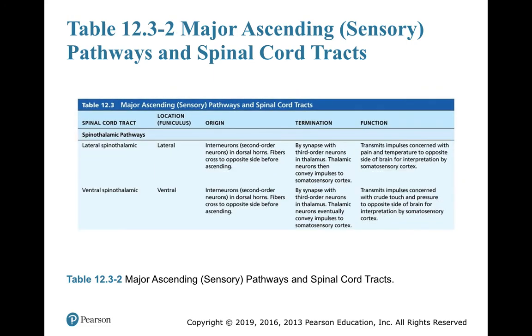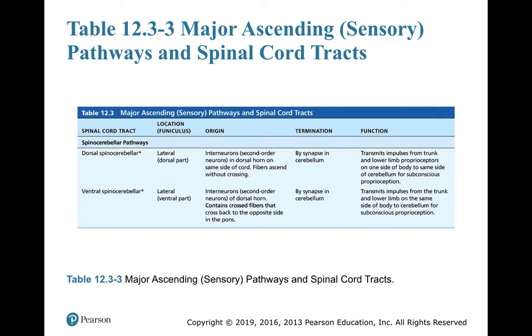This is fasciculus cuneatus and fasciculus gracilis, or the dorsal white column. This tract is transmitting sensory impulses from general sensory receptors of the skin and receptors to give us an idea of pressure, touch, body sense. The lateral spinothalamic is transmitting impulses concerned with pain and temperature. It's contralateral, so on the opposite side of the brain for interpretation. The ventral spinothalamic transmits impulses concerned with touch and pressure, more crude than the other, to the opposite side of the brain again for interpretation by the somatosensory cortex.